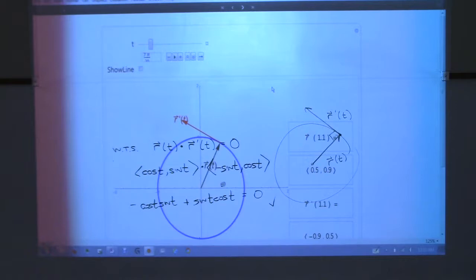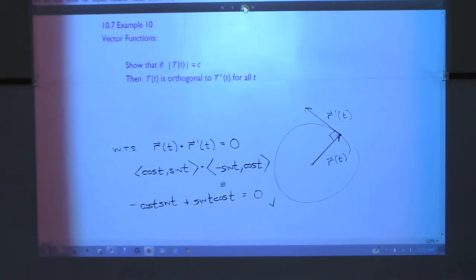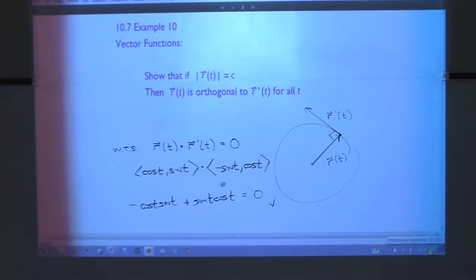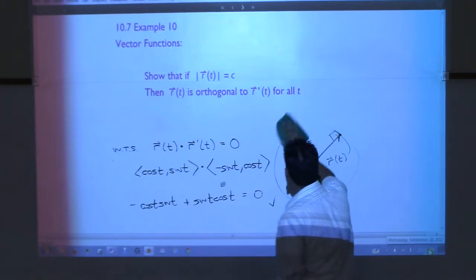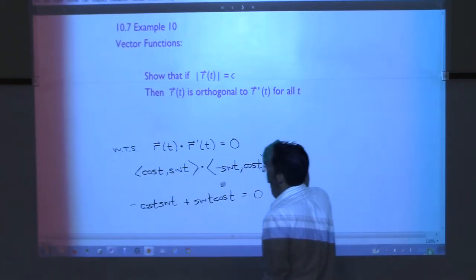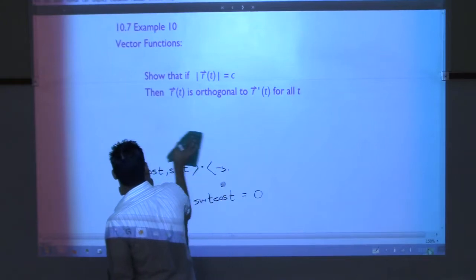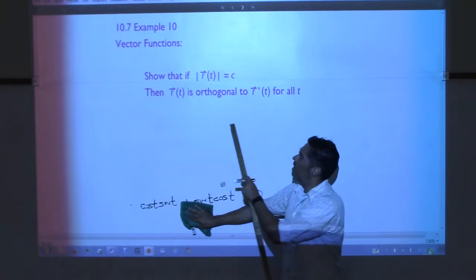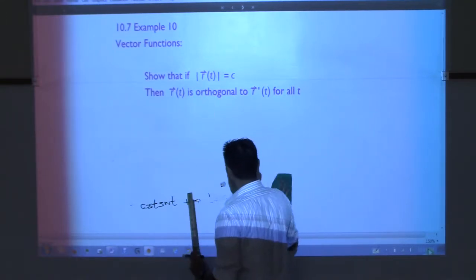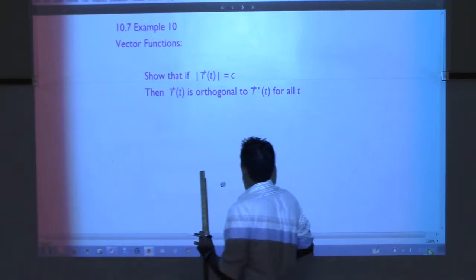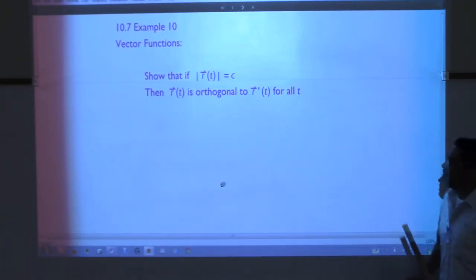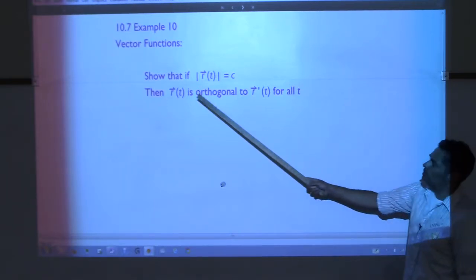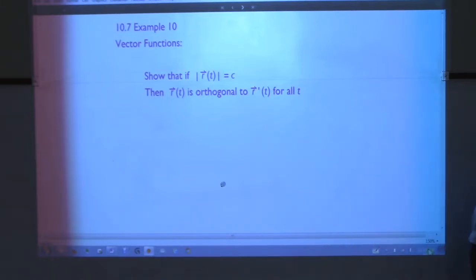All right, let's look at the next. This next one I think is really interesting. This one is saying, show that if the magnitude of a vector function, any vector function, right? It's not telling you what the vector function is. It's just saying, show that if the magnitude of some random vector function is a constant, is equal to c, then we have the same result that we just had right there. That the vector function itself is orthogonal to its own derivative.